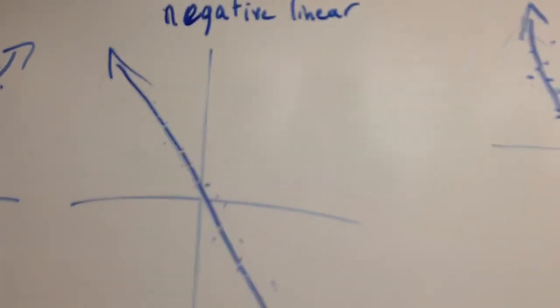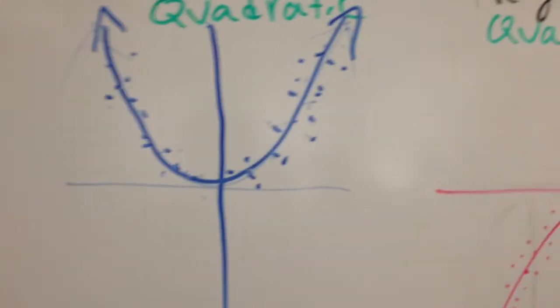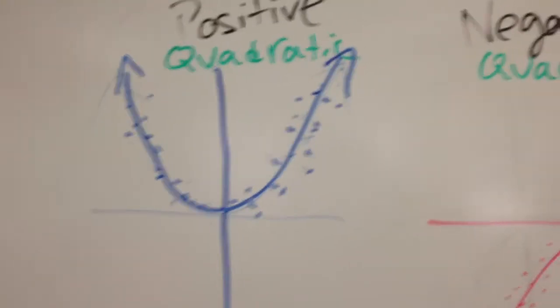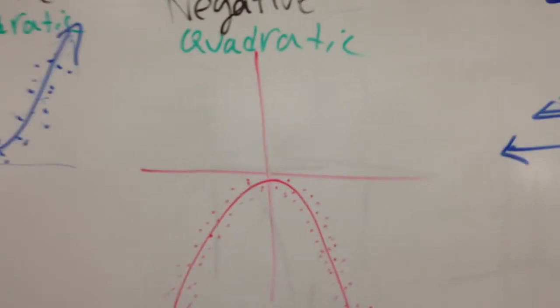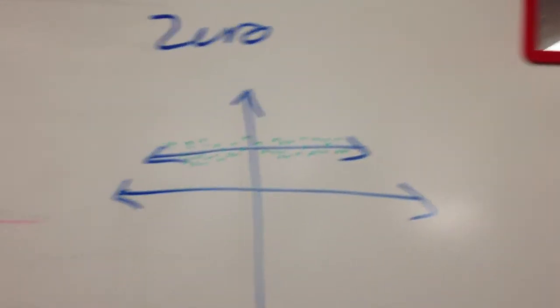A graph that looks like this is a negative linear equation, since it's going down. A graph like this is a positive quadratic equation, since both ends are pointing up. This is a negative quadratic equation, because it's pointing down. And then this is 0, since it's just a straight line.